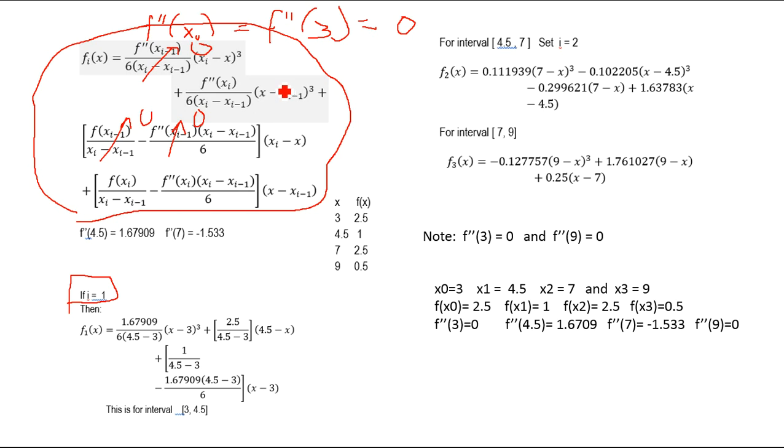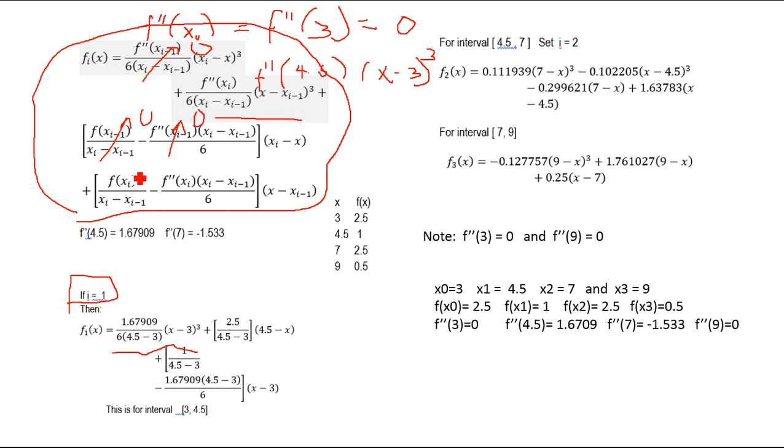Okay, ang magiging involved na lang is ito. So look at this. This will be f double prime of x sub 1, which is 4.5, times x minus 3 cubed. Kaya nagkaroon ng value na to. Sinubstitute lang siya dito.